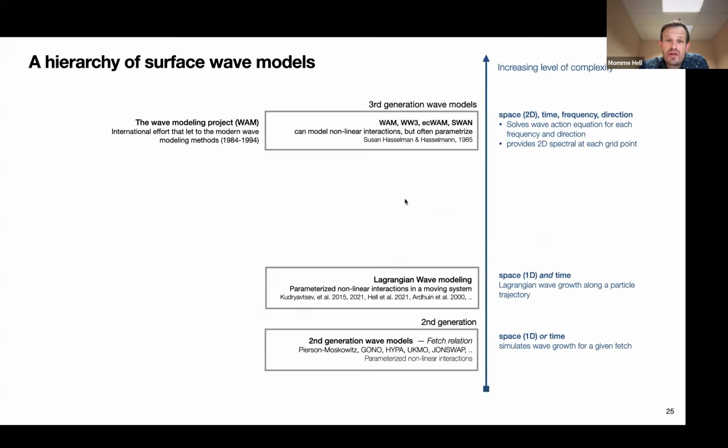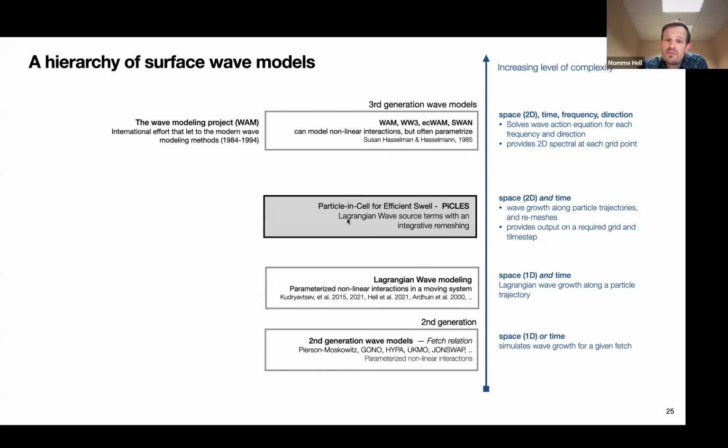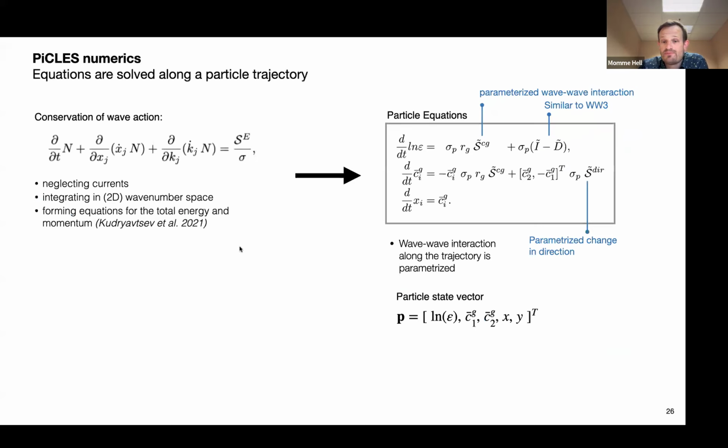So how does this model fit in with the other models? This is a graph of complexity. You start here with 1D models, like the fetch relations I showed you before, then typical Lagrangian models, like the ones I showed you with these banded curves. And then there's the third-generation models, introduced by the SWAMP project in the 80s and 90s. We sit somewhere in between: we also model 2D space and time, but in a less complex way, using Lagrangian particles. This is actually the first model that combines Lagrangian particles with a particle-in-cell model so that we can still provide Eulerian output.